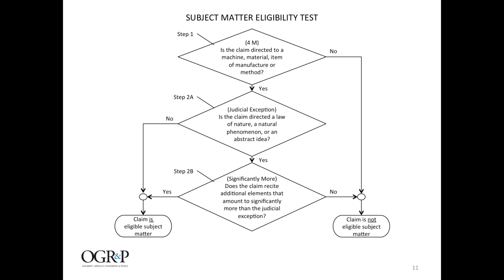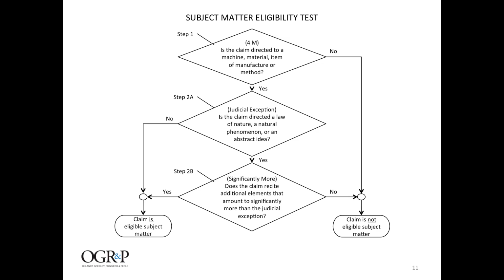But this will be consistent with the things I've been talking about for the last half hour or so. In step 1 of this flowchart, we ask the question: given a patent claim to some invention, is the claim directed to one of the 4 M's? Is it a machine, a material, an item of manufacture, or a method? If the answer is no, if it's not one of the 4 categories of patentable subject matter, exiting to the right there, the claim is not eligible subject matter.